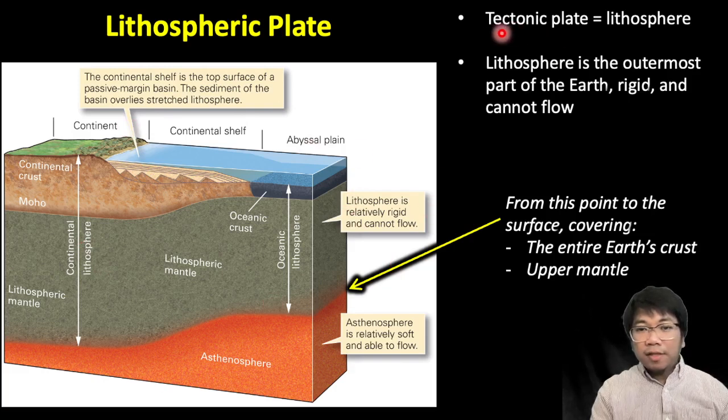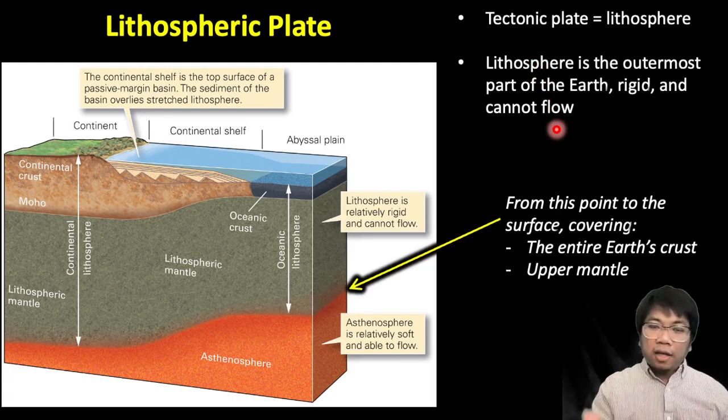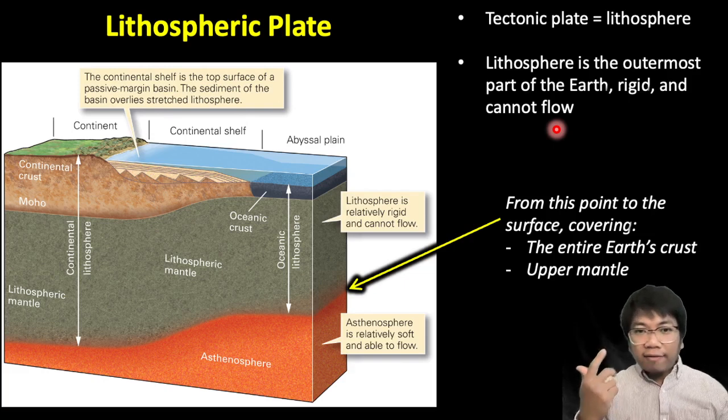One thing that I have to mention is that a tectonic plate is the same as the lithosphere of the Earth. And remember that lithosphere is a term that we use to classify the Earth's layers based on physical properties. So we are strictly speaking about the physical behavior of this layer. So again, lithosphere is the outermost layer of the Earth, and it is solid, rigid, and cannot flow.